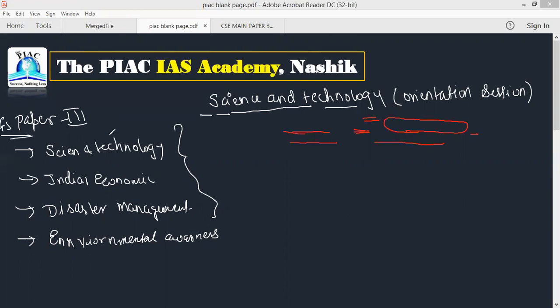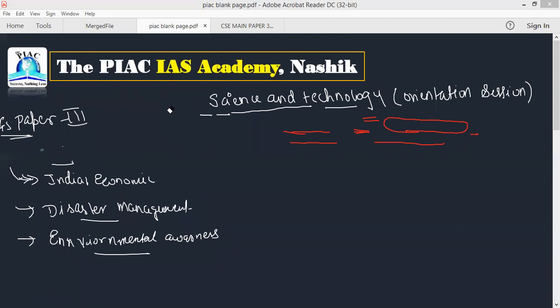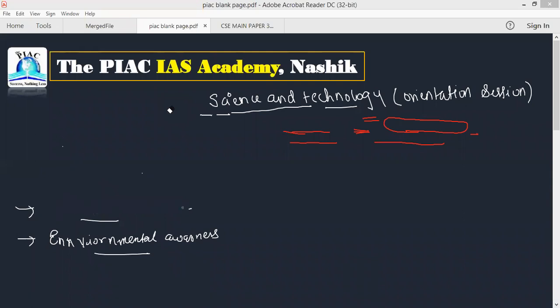Out of this we are going to deal with the science and technology part today, and if possible I will discuss economy. Praveen sir has already discussed it with you. I will discuss with you the science and technology part, the disaster management part, and the environmental awareness part. Let us start with the syllabus. First of all, we will go syllabus-wise, and I will discuss each and every point so that you can know what the topics are about.